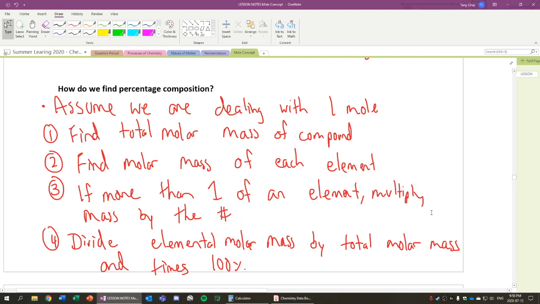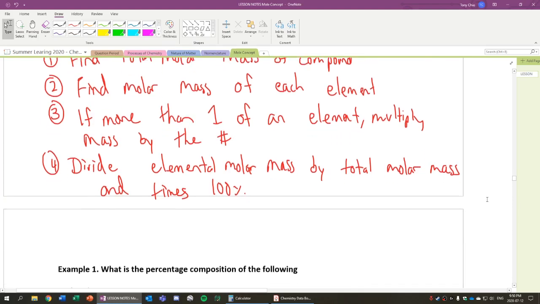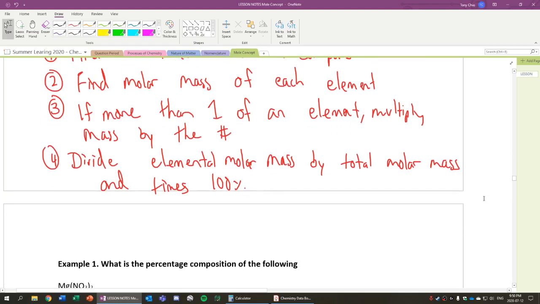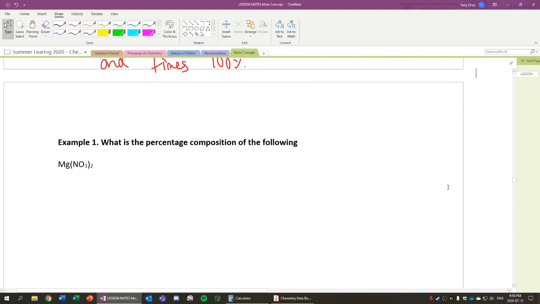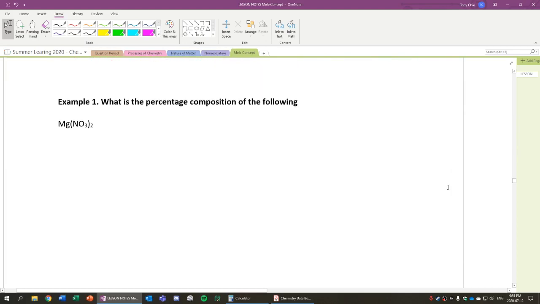Now, to be neat, I usually say put it in a table because a table will allow you to see which element is what in that case. So our first compound we'll look at is Mg(NO3)2. So, first step, find the total molar mass of Mg(NO3)2.